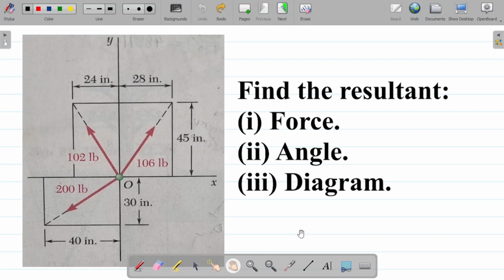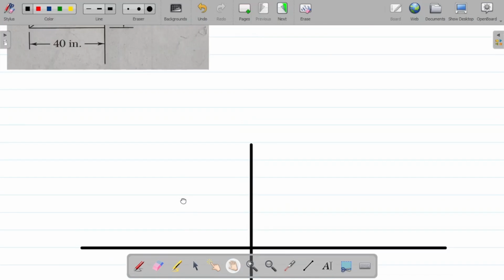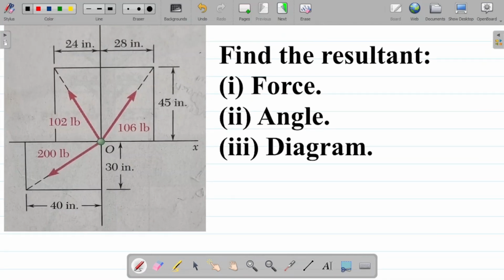Okay. Now, for this case, let's start with this. For the free body diagram, you have this part here. That's your x-axis. And you have this part here. That's your y-axis. All right. Your first force you're given here. Let's start with this one here. The first force I'm having here is this one here, 106 pounds.